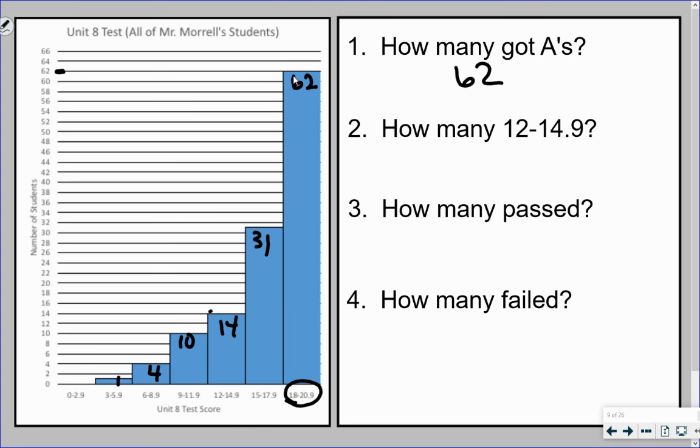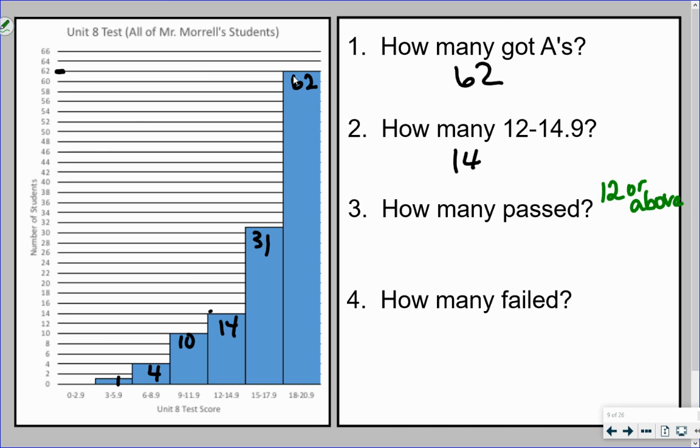Okay, how many got between 12 and 14.9? Well, that's right here, so there are 14 of them. Now we're going to get into the questions where you have to do a little bit more thinking. How many passed? So first you have to know, what is passing on a test? Well, passing is a 12 or above on a test that's out of 20.